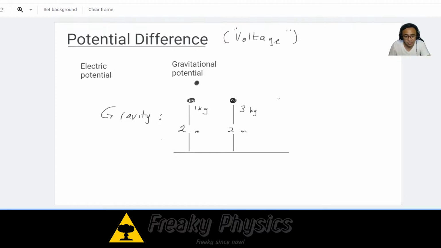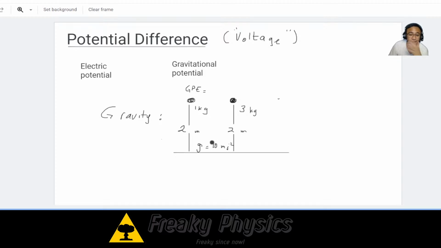Okay. So right now, what's the gravitational potential energy of this 1 kilogram object? Let's just use g equals 10 meters per second squared. So what's the GPE here for the first one? It's one half mgh. I think it's 10.